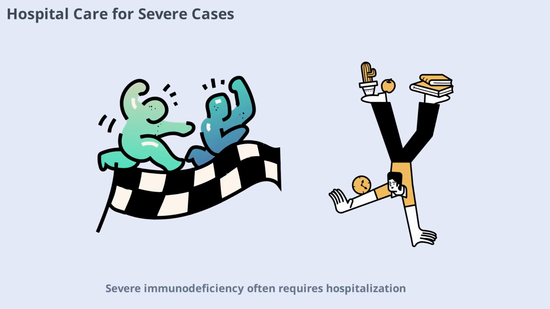Severe immunodeficiency often requires hospitalization, especially during serious infections. Hospitals provide specialized care, including intravenous antibiotics, isolation to prevent further infections, and close monitoring. Early intervention in a hospital setting can be life-saving for those with severe forms.